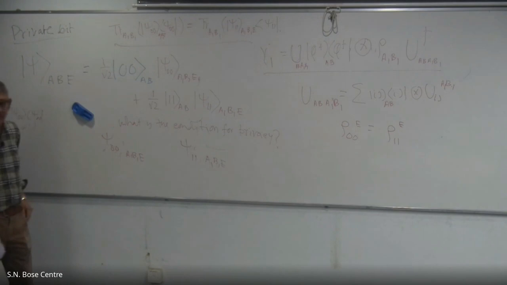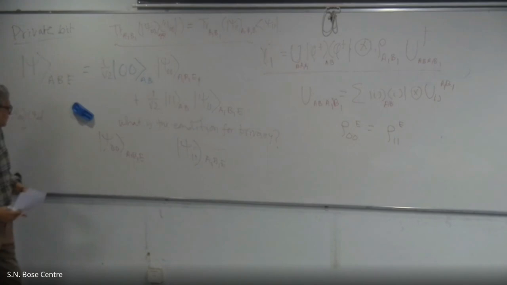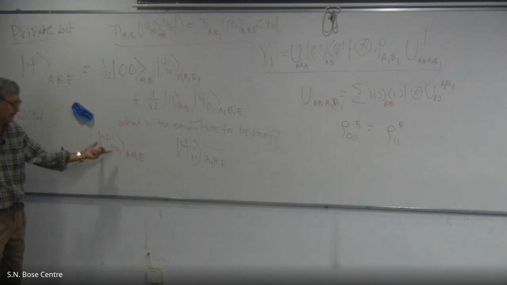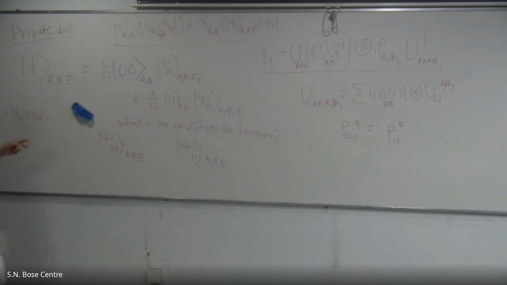Now, can you tell me, from this thing, what you get if you trace over this thing? Of course, when you take this, it forms like this. And if you trace out A1, B1 from here, you get the E state. You want them to be the same. Then can you tell me what will be the generalization between these two?